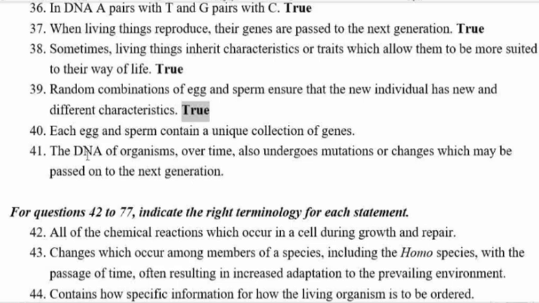Now, question number 40. Each egg and sperm contain a unique collection of genes. So each egg and each sperm has a unique collection of genes. This one too is true.